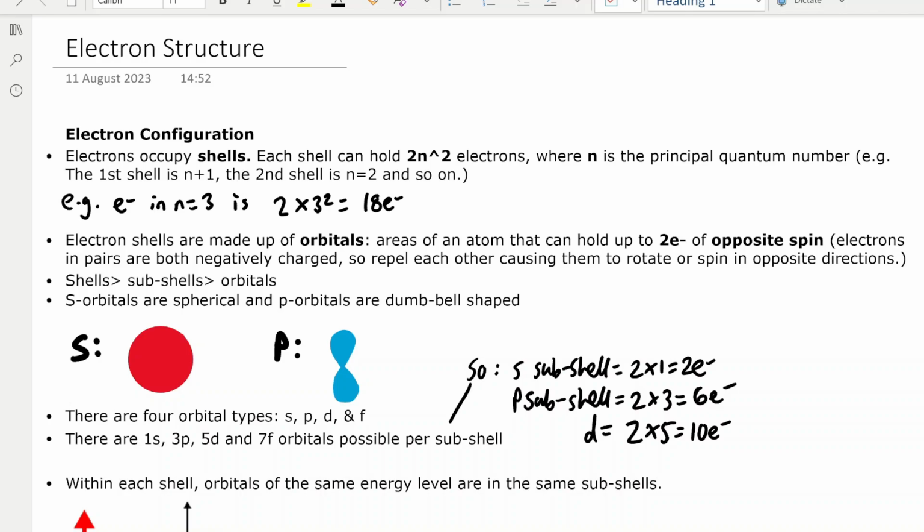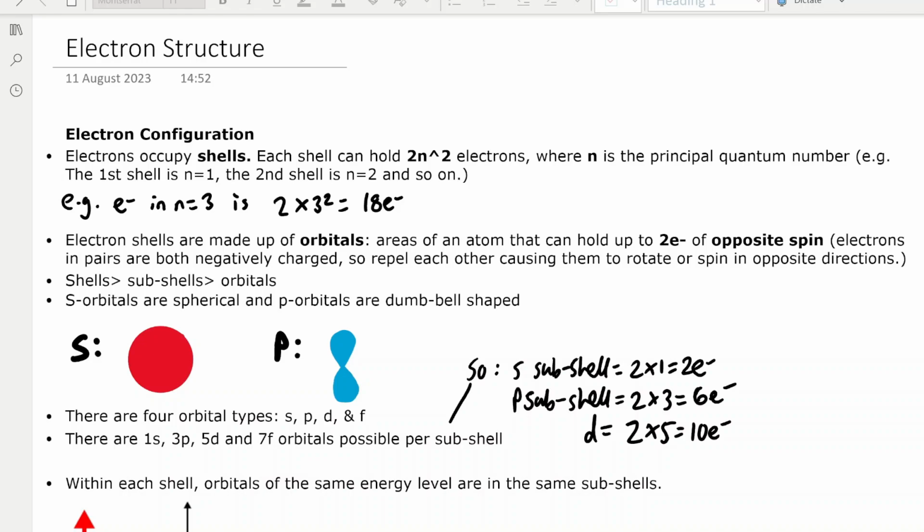Electron configurations. Electrons occupy shells. Each shell can hold 2n² electrons, where n is the principal quantum number. So, for example, the first shell is n equals 1, the second shell is n equals 2, and so on. In the third electron shell, there are 18 electrons because we use the formula 2n², where n is 3, and we square 3, multiply by 2, that gives you 18 electrons.